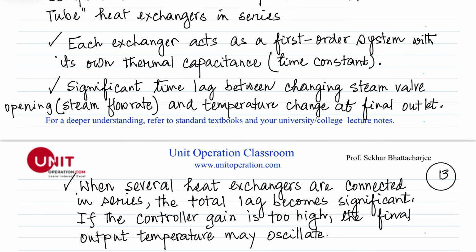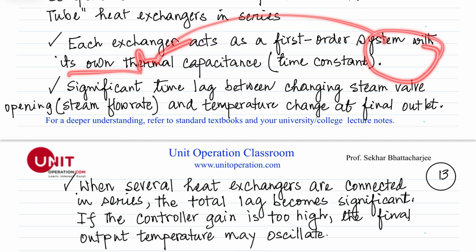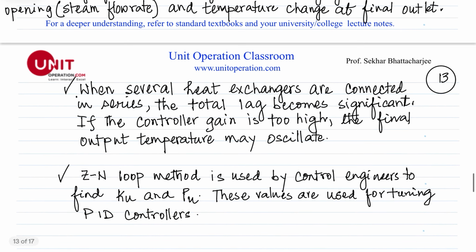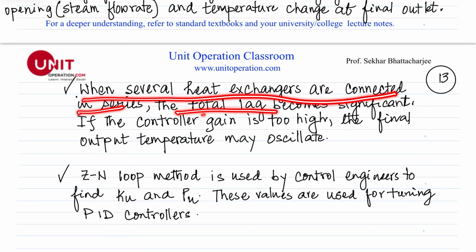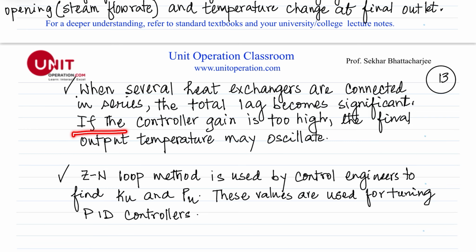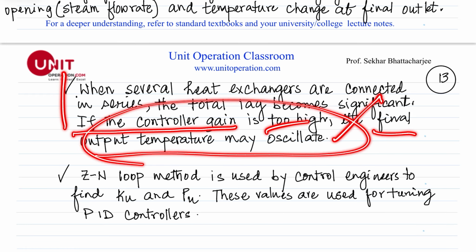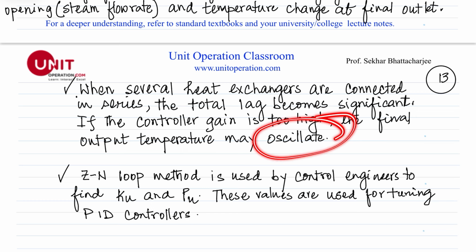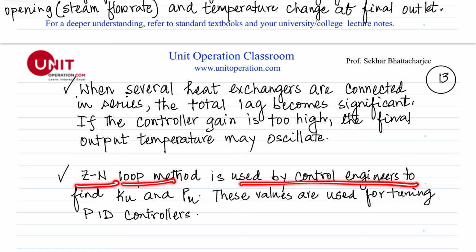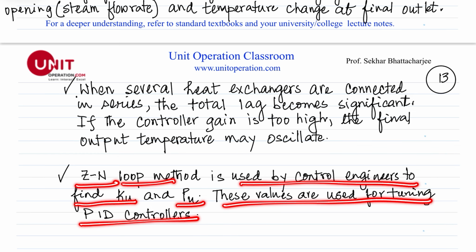By the time you change the flow rate, of course, the final temperature shows a significant lag. So when several heat exchangers are connected in series, the total lag becomes significant. And if the controller gain is set too high, then of course the final output temperature will oscillate, which we don't want. So the Ziegler-Nichols loop method is used by control engineers to find the Ku and Pu. These values are used for tuning the PID controllers.